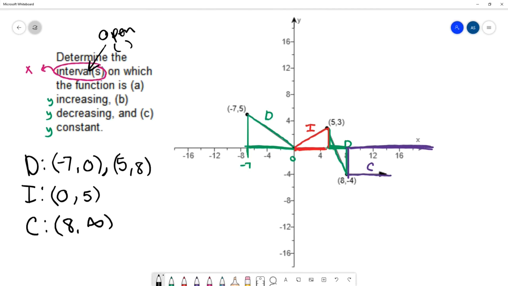And so we have our intervals of increasing, decreasing, and constant. The graph is decreasing from -7 to 0 and from 5 to 8. It's increasing from 0 to 5 and constant from 8 to infinity.